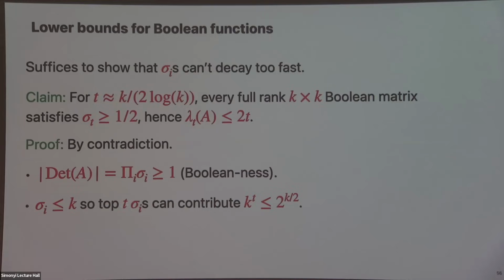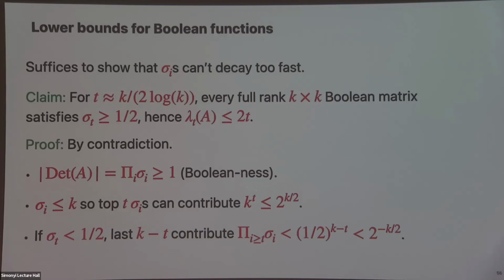So if you tell me that only t singular values are greater than 1/2, let's draw a line for large and small at 1/2. These will only contribute k raised to t. And if I chose my t correctly, this is something like 2 to the k over 2 that you're getting from the top. But now you're not going to be able to compensate for the bottom because these singular values are less than half. There's at least k over 2 of them. And they're going to contribute something which is much, much smaller than 2 to the minus k over 2. So you cannot have determinant 1.